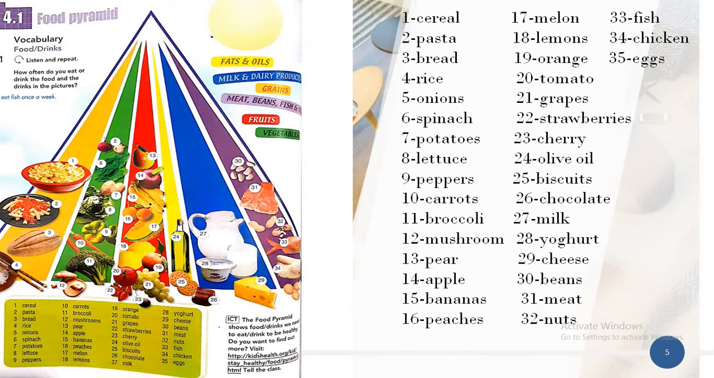So, as you can see, food and drinks are divided into 6 categories. We have fats and oils, milk and dairy products, grains, meat, beans, fish, fruits, and vegetables. Please repeat the words and revise them.